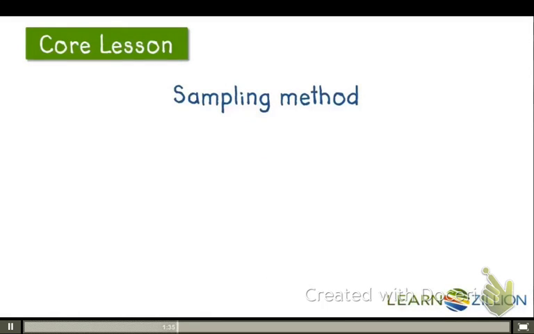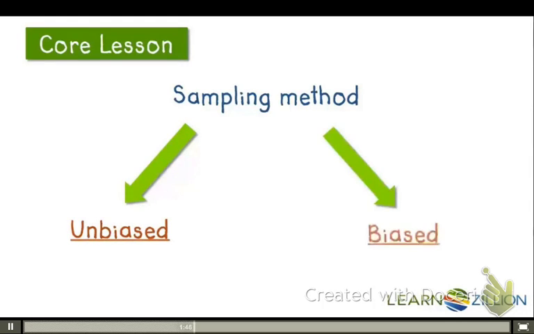There are 2 types of sampling methods. One is unbiased. That means that any member of the population is equally likely to be chosen for the sample. A biased sampling method, on the other hand, means that some members of the population are more likely to be chosen to be in the sample for one reason or another.